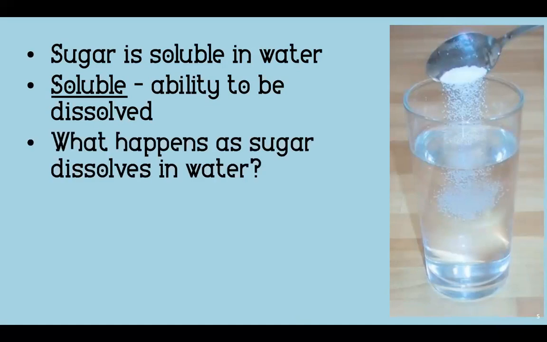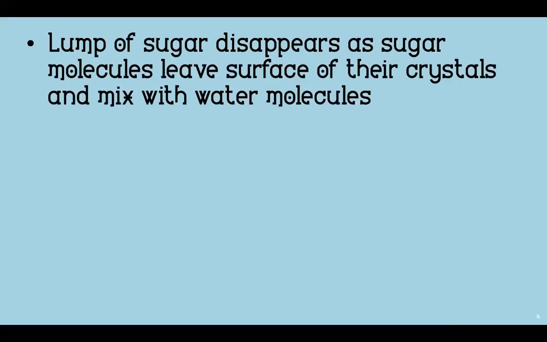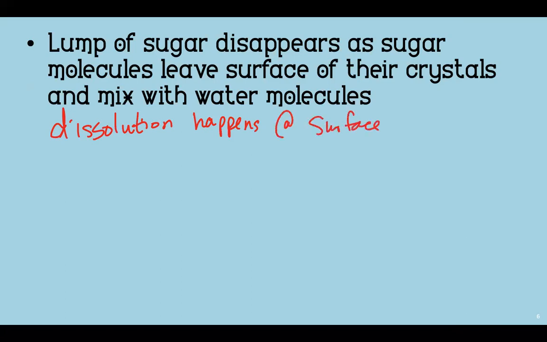So the question is, what actually happens to the sugar as it dissolves in the water? If you have a lump of sugar or even just crystals of sugar, it starts to disappear as the sugar molecules leave the surface of the crystals and mix with the water molecules. So dissolution, which is the process of dissolving, happens at the surface of a solid.